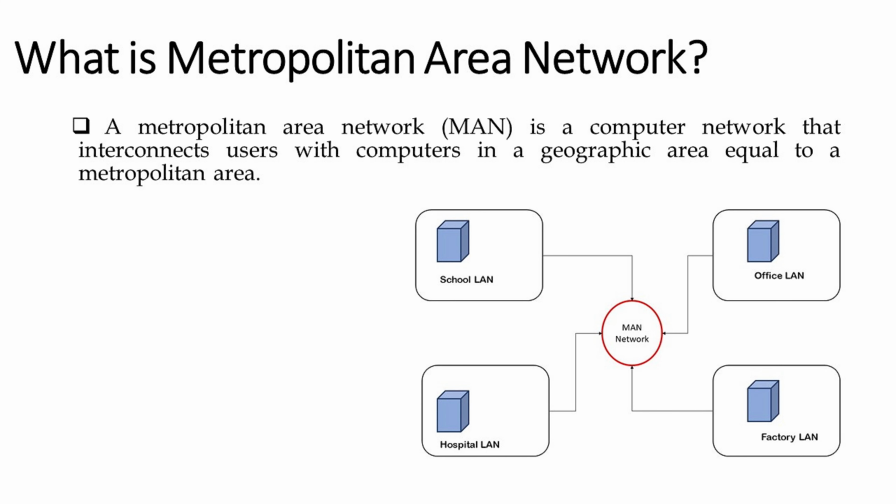A Metropolitan Area Network, MAN, is a computer network that interconnects users with computers in a geographic area equal to a metropolitan area. The term MAN is used when many LAN networks within a city are interconnected into a larger network, which can then provide effective connectivity to a wide area network. The term MAN is also used to describe the interconnection of several LANs in a metropolitan area through the use of point-to-point connections between them.